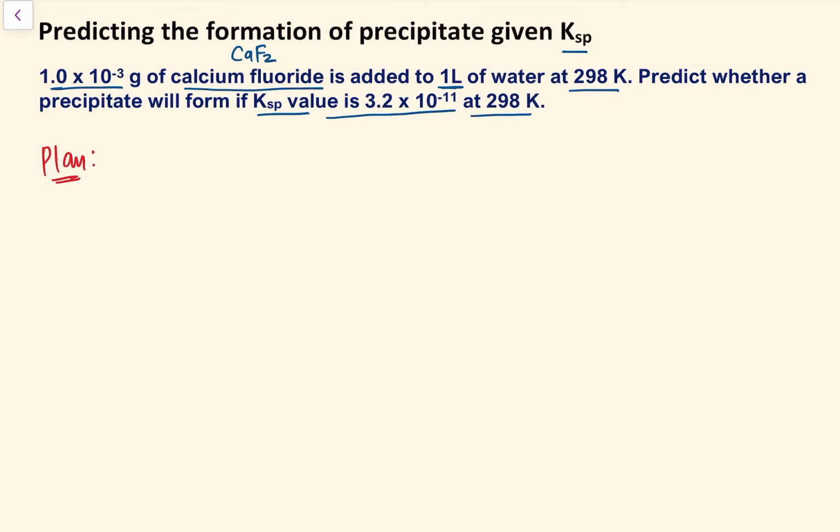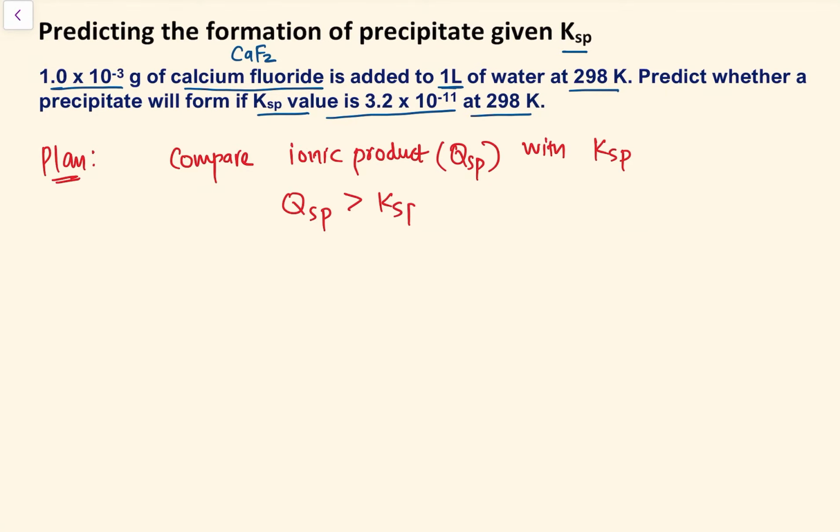In these kinds of problems where you have to predict the formation of a precipitate given Ksp, we always find the ionic product and compare that with Ksp. The ionic product, which we also denote with Qsp, is compared with Ksp. If your Qsp comes out to be greater than Ksp, then a precipitate, which I write in short form as PPT, will form. And if Qsp comes out to be less than Ksp, that would mean that a precipitate will not form.